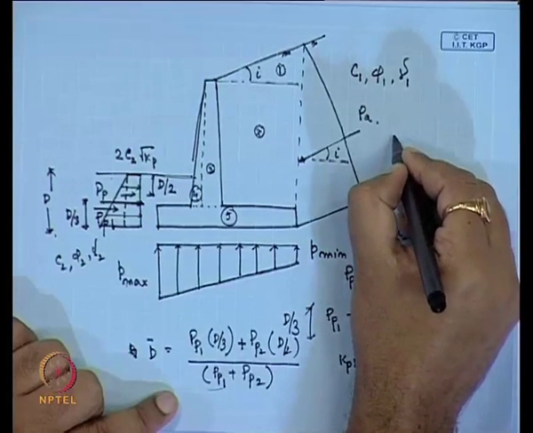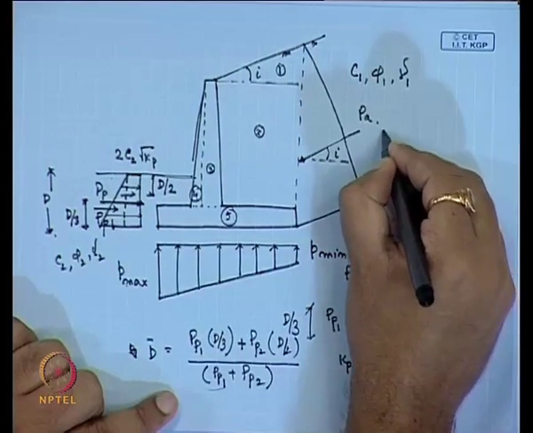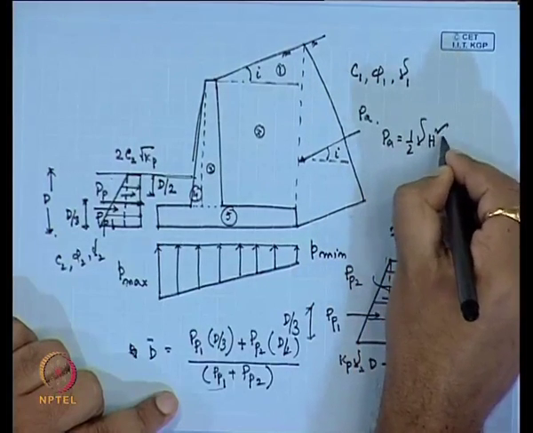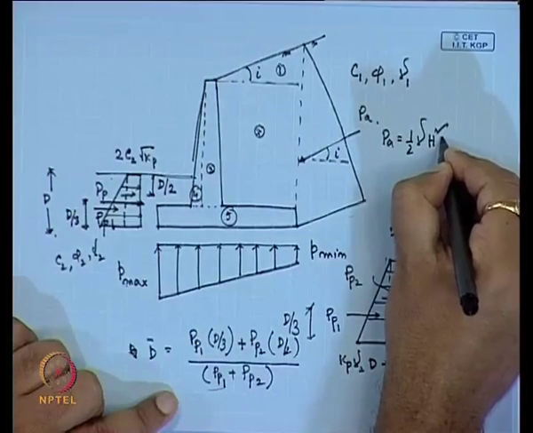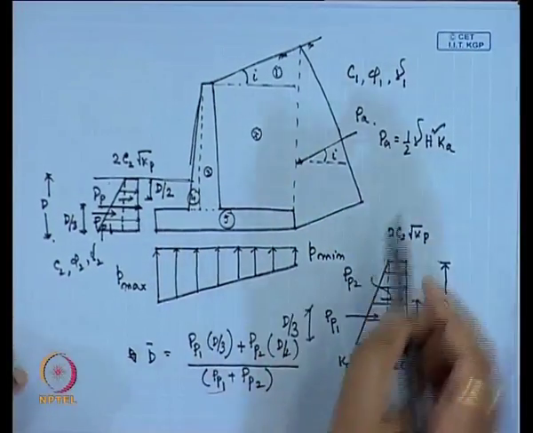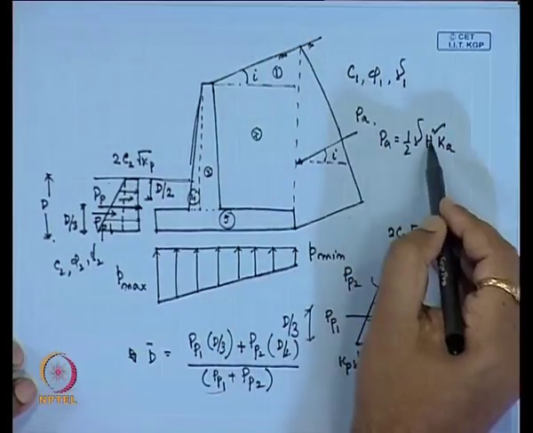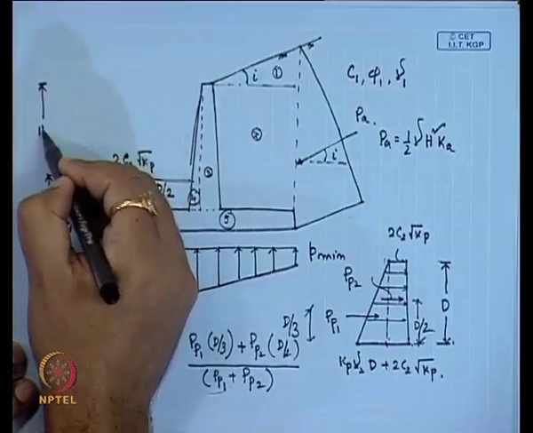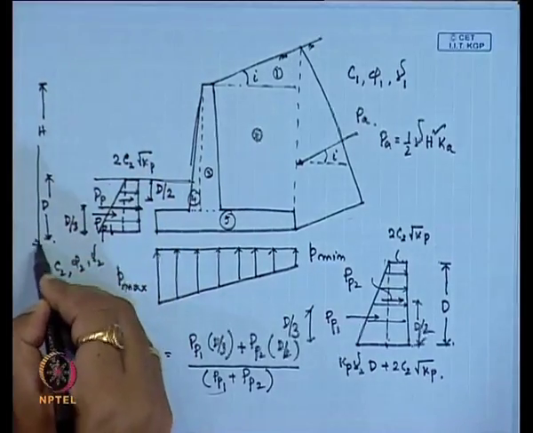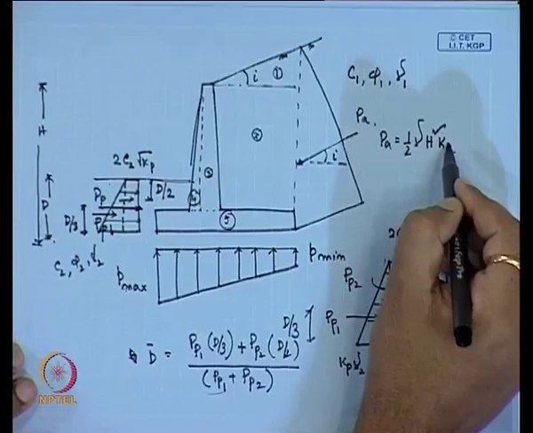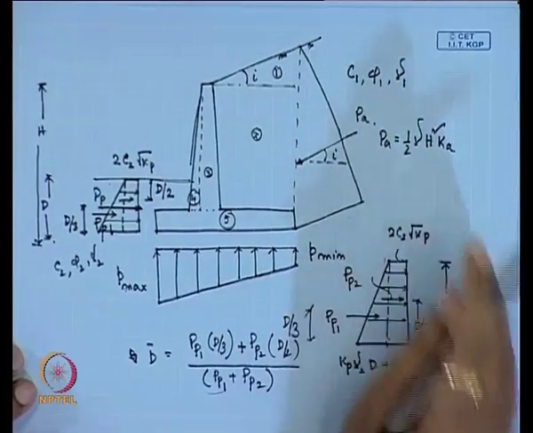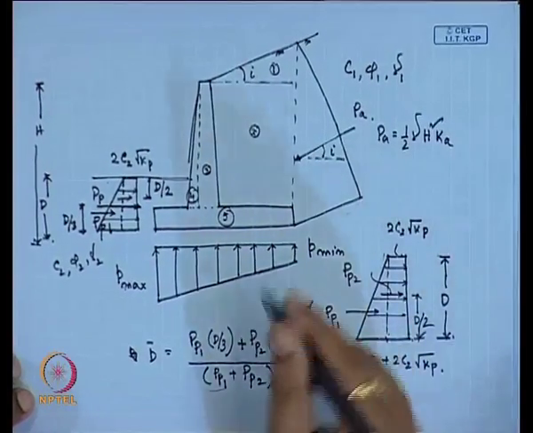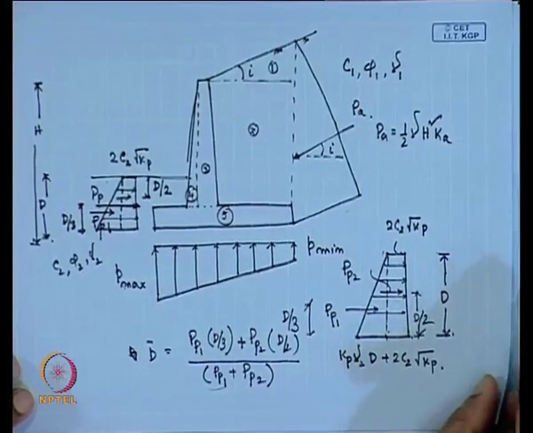Now, when we calculate this P_A value, this force will be half into gamma into h square into K_A, where gamma is the unit weight of the soil, h is the height of the retaining wall, and K_A is the coefficient of active earth pressure.